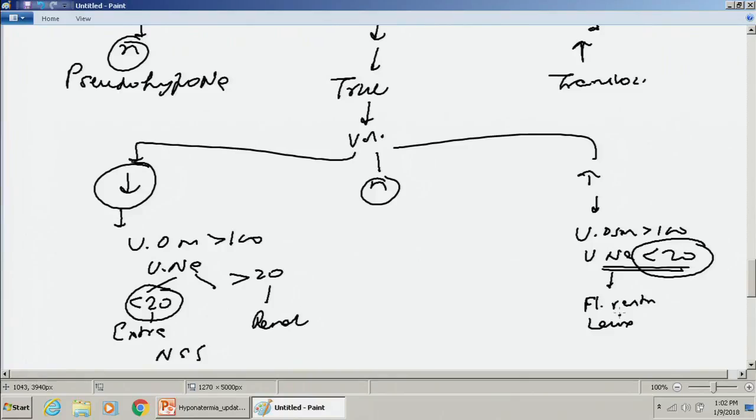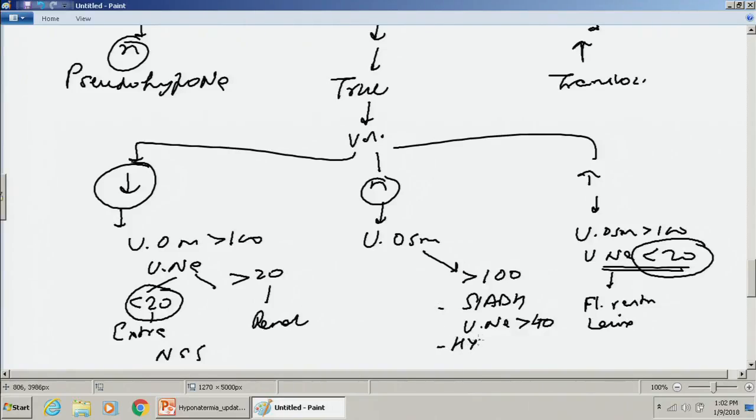Nephrotic syndrome, yes. And in your euvolemic hyponatremia, we are checking the urine osm, and it could be more than 100, which we said is most likely SIADH, especially if your urine sodium is more than 40. Okay, and the other things to rule out are hypothyroidism and adrenal insufficiency.